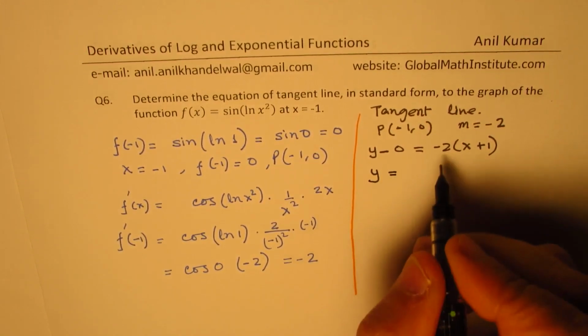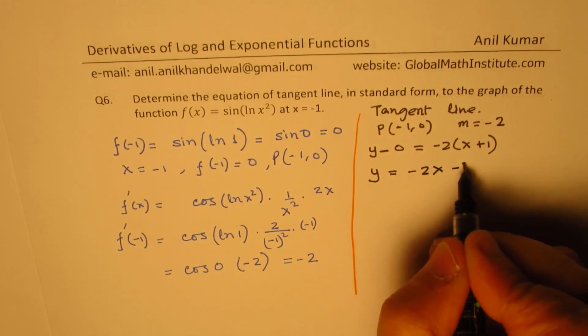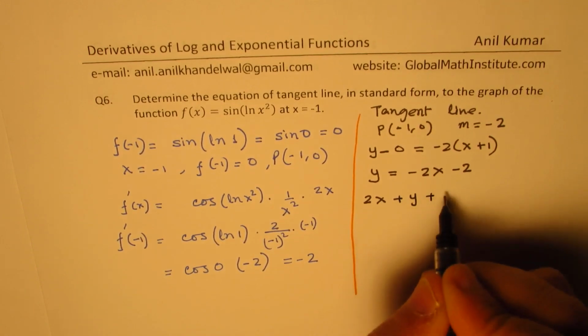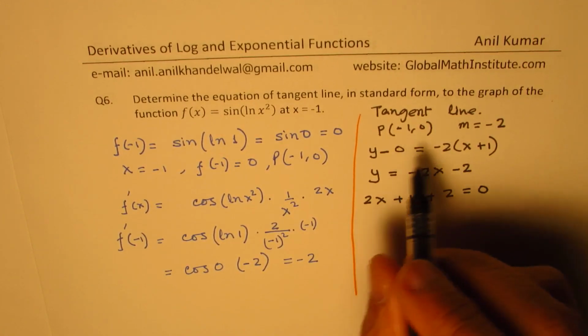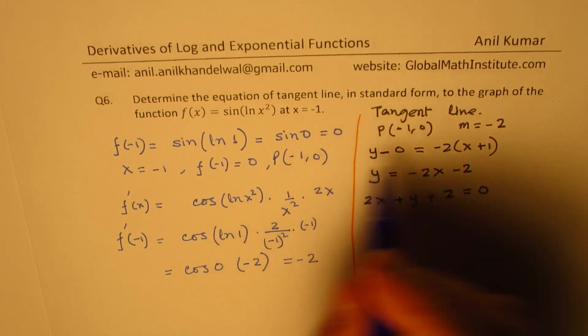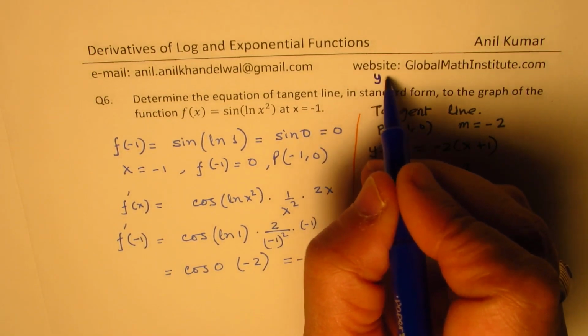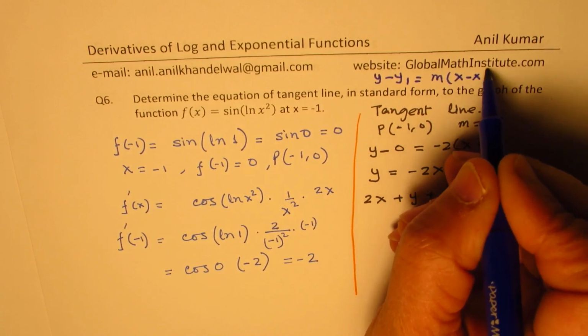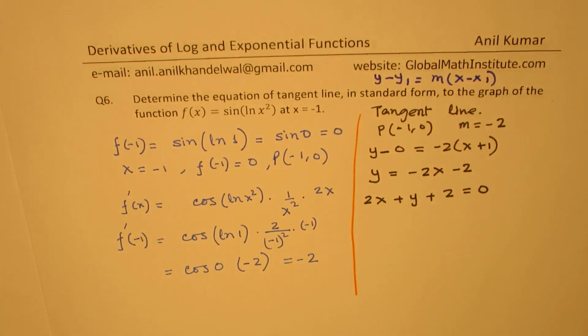So we get y equals -2x minus 2. Bring them all together, so we have 2x plus y plus 2 equals 0. That is how we could find the equation. We use the equation of the form y minus y1 equals m times (x minus x1), correct, to get the equation in standard form. I hope it makes sense. I'd like you to go through this solution once, and then let's move forward to question number 7.